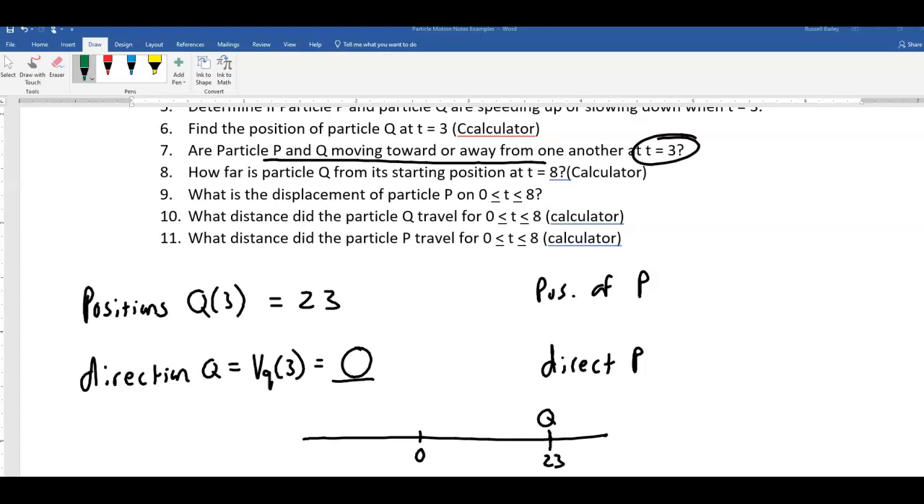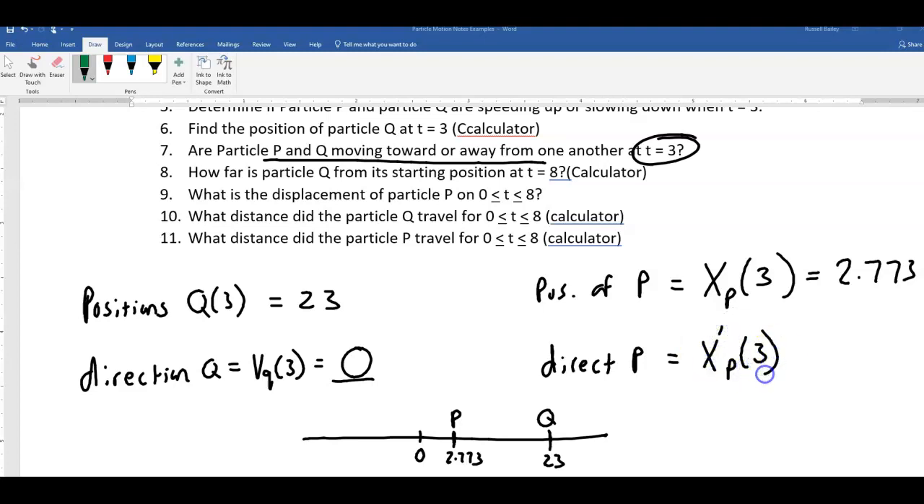Now let's go ahead and find the position of particle P. To do that, I'm going to take the position function for particle P, which was given, and plug in 3. So if I do that on my calculator, I will get the following. And I get 2.773. Okay, so that's about right here. So we'll call that P, and we'll call that 2.773. That's about where particle P is located. Now I need to find out which direction particle P is moving. So I need to find out what the velocity of particle P is at 3, because that will tell me the direction. So now I'm going to plug 3 into the velocity function for P.